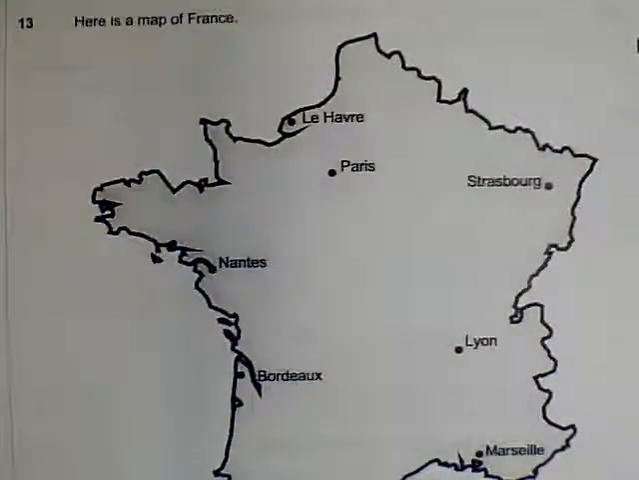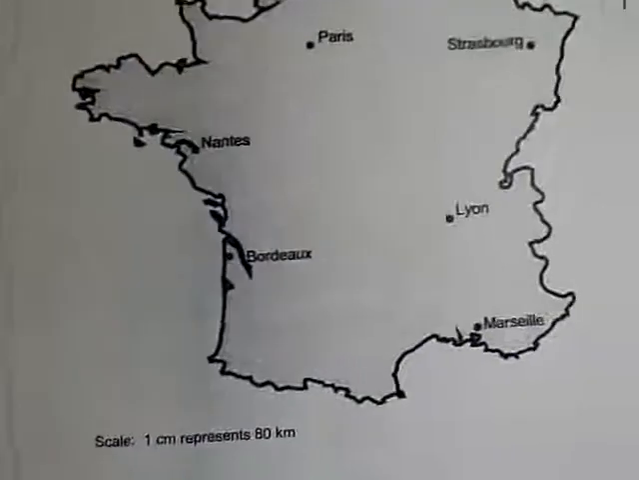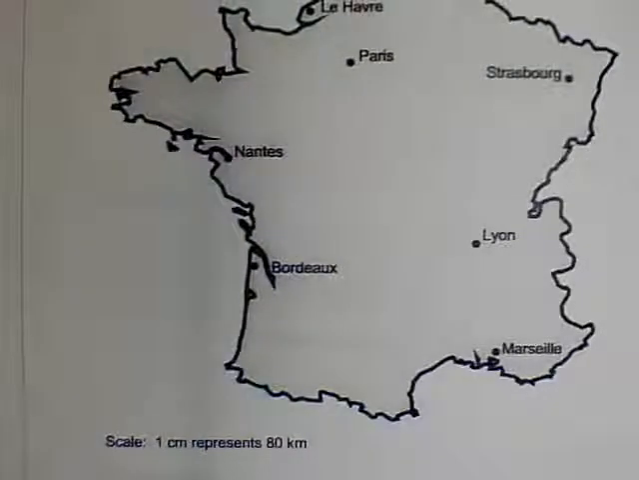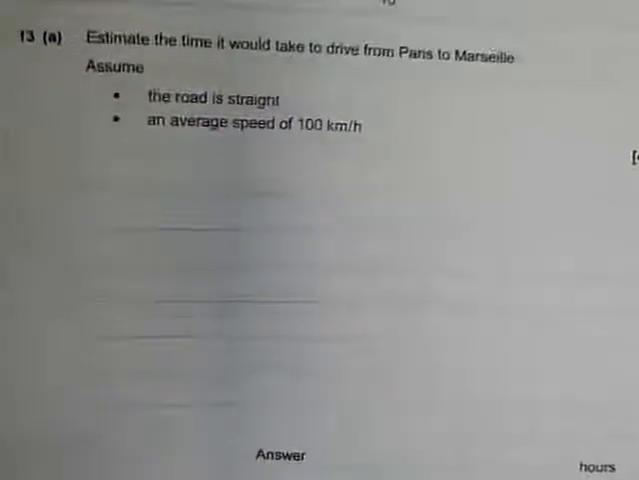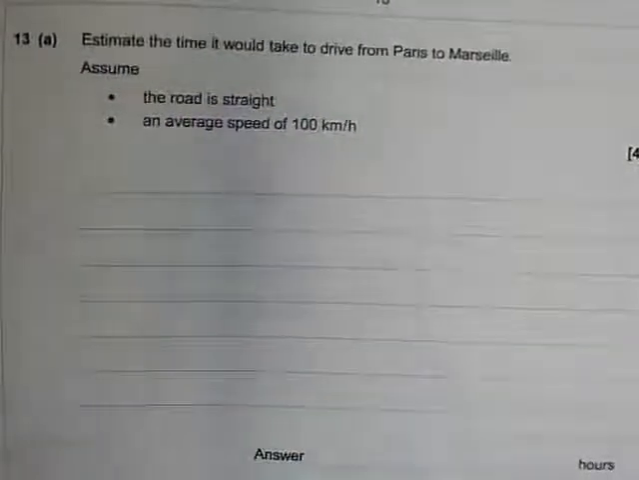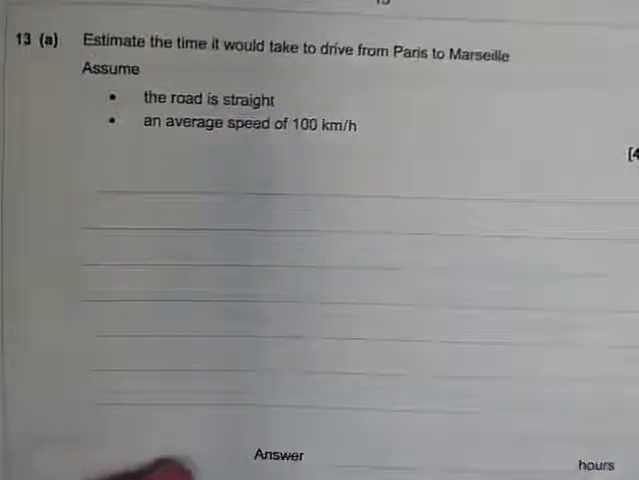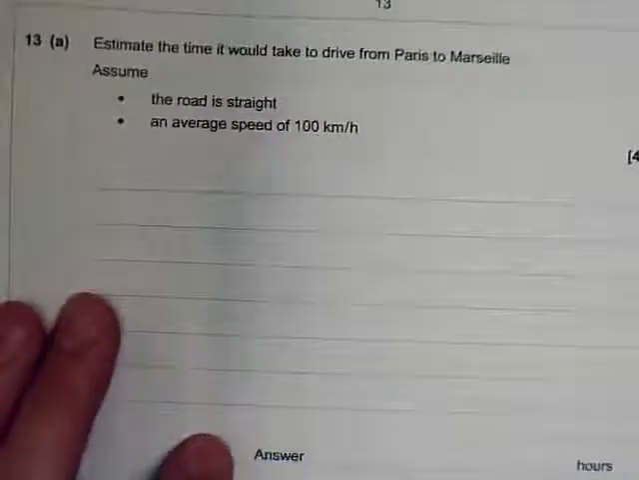Question 13. We're given a map of France and we're told that 1 centimetre represents 80 kilometres in real life. The first question says, estimate the time that it would take to drive from Paris to Marseille. Assume that the road is straight and you're travelling at an average speed of 100 kilometres per hour.